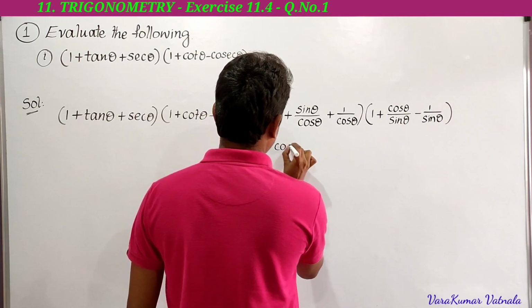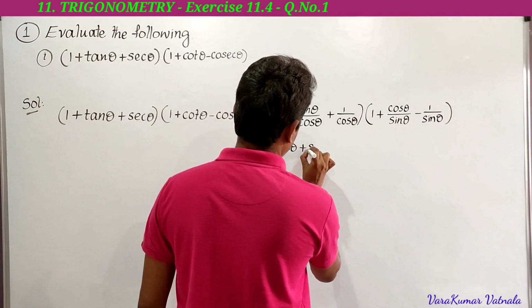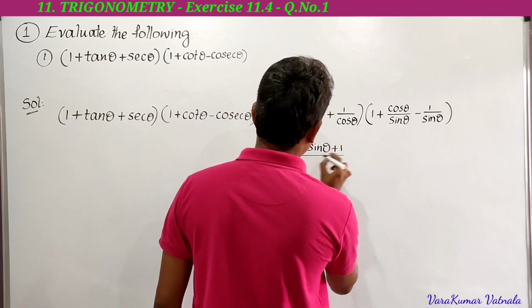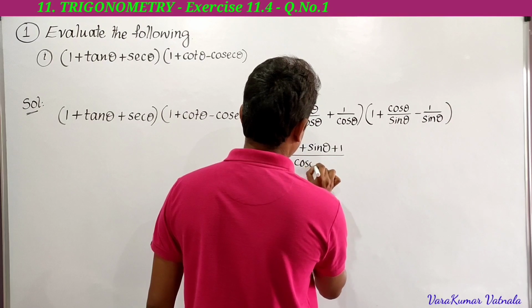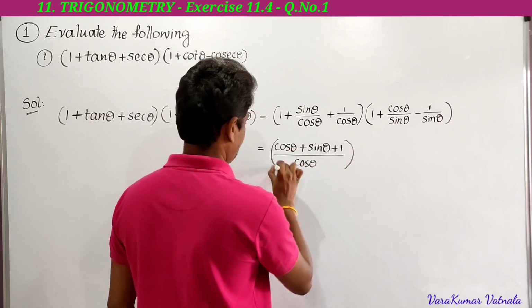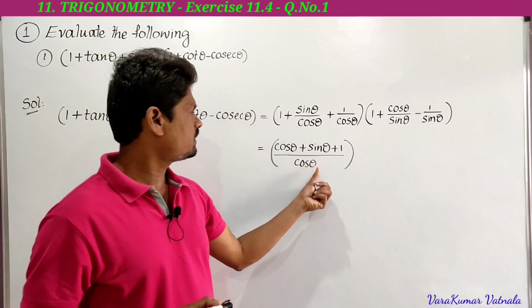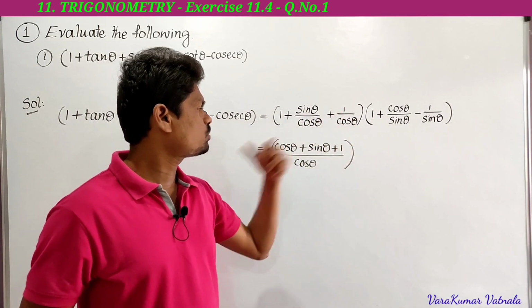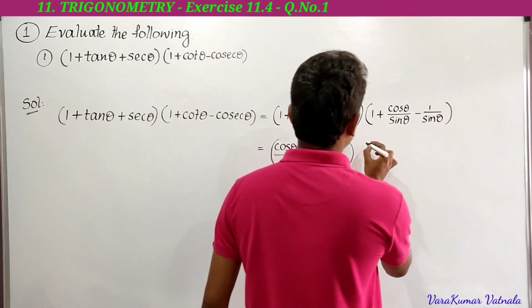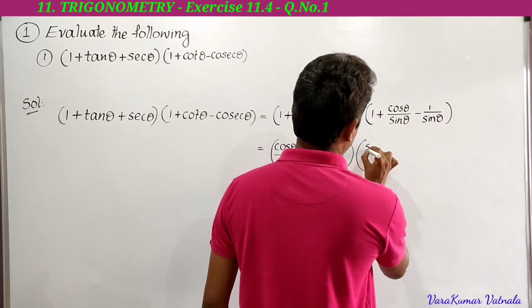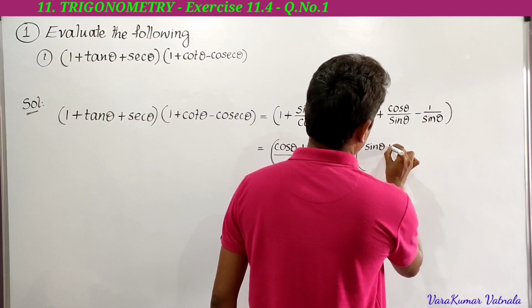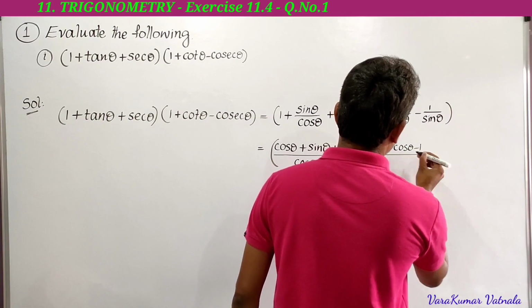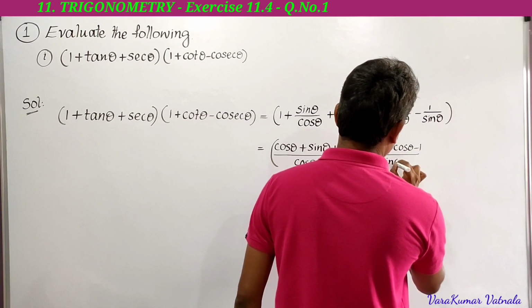Here we get cos theta plus sin theta plus 1, divided by cos theta. So this is the first one. See here, cos theta is the LCM. Here 1 into cos theta is cos theta, so plus sin theta plus 1. Next, here the same, sin theta is the LCM. Here we get sin theta plus cos theta minus 1, divided by sin theta.